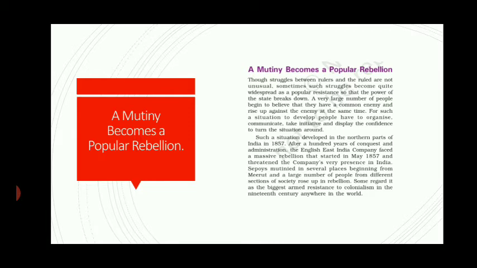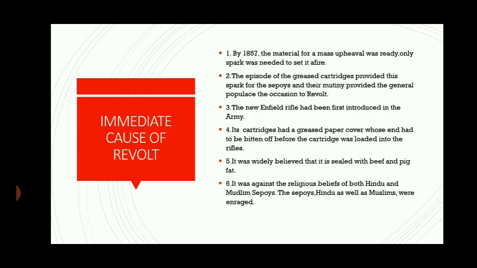Sepoys mutinied in several places, beginning from Meerut, and a large number of people from different sections of society rose up in rebellion. Some regard it as the biggest armed resistance to colonialism in the 19th century anywhere in the world. Now, what was the immediate cause of the revolt? Everybody was dissatisfied. Everyone was looking to take revenge. But what was the immediate cause of the revolt of 1857? By 1857, the material for a mass upheaval was ready. Only a spark was needed to set it afire.